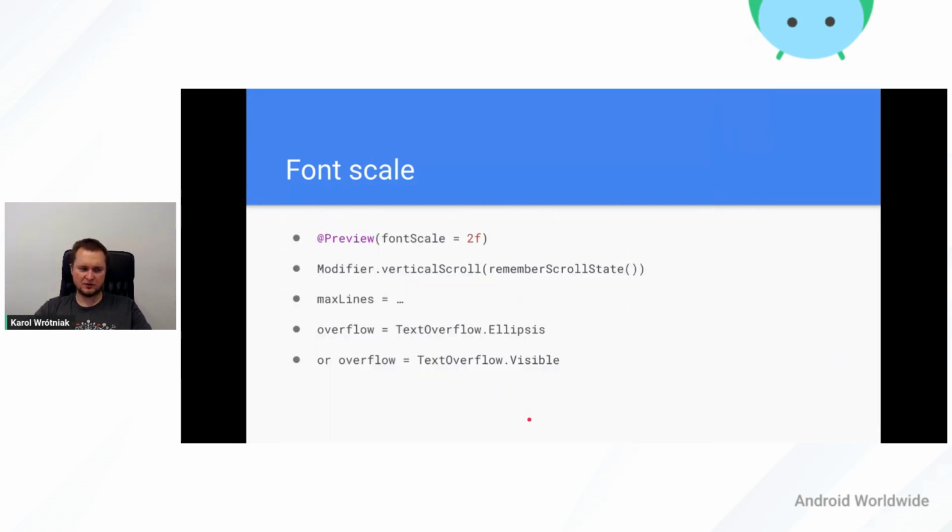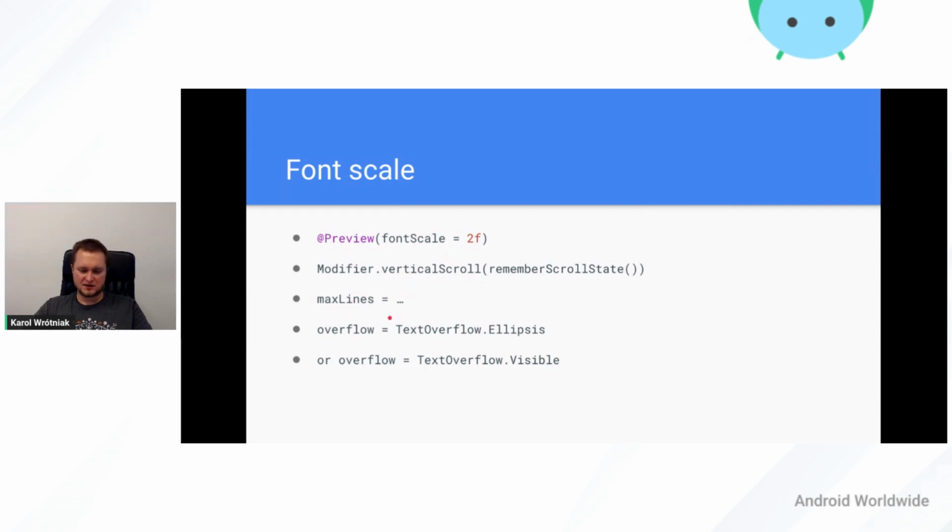Yeah, so what you can do in the code. There is a handy font scale parameter in preview annotation, so we can easily check how your composables behave with the large font scales. It's much faster than going to system settings, changing the font scale, and then reverting it to default after the testing. To add vertical scrollability to the column, you can use vertical scroll modifier, and there is also a similar one for the horizontal scroll in case of rows.